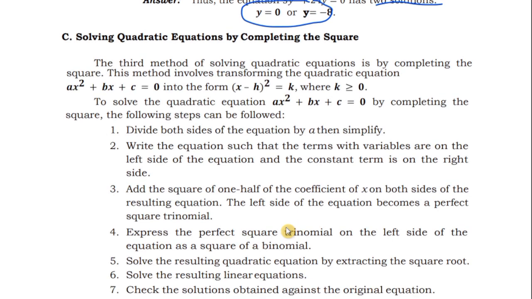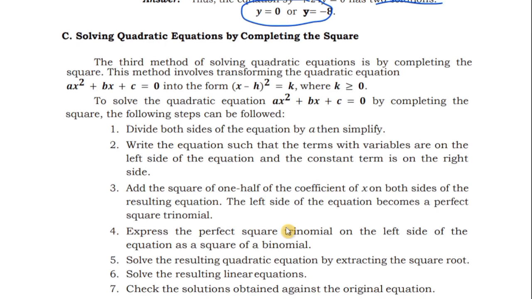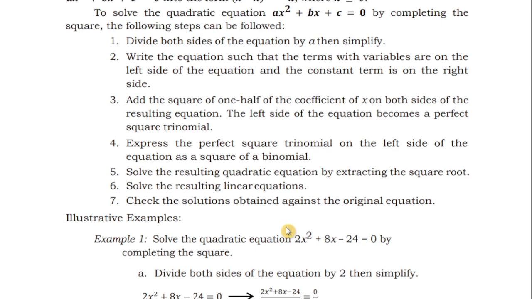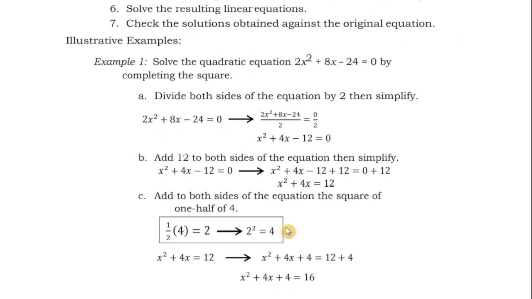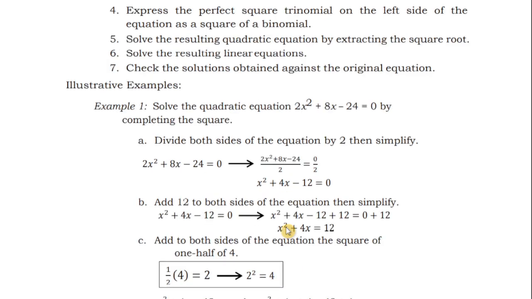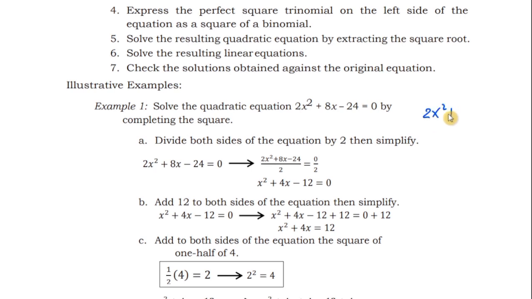Okay, letter C is how we cater to solving a quadratic equation by completing the square. The first process that we are going to work on is 2x squared plus 8x minus 24 equals 0.